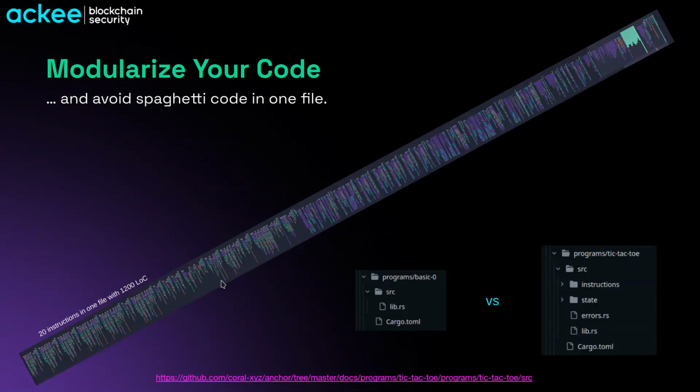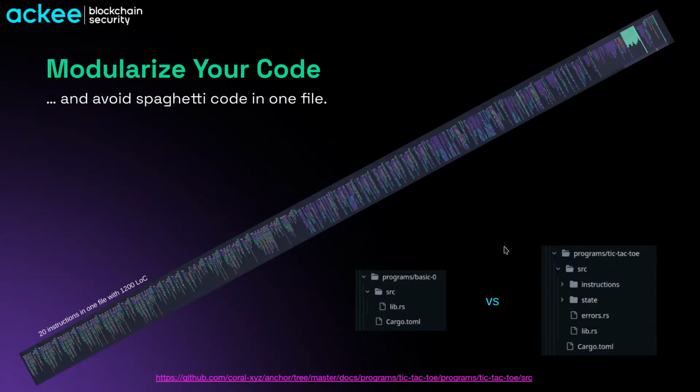This is an example of one file of more than 1,200 lines of code with 20 instructions in one file. It really starts quite quickly not being very maintainable. So the advice here is to modularize your code.